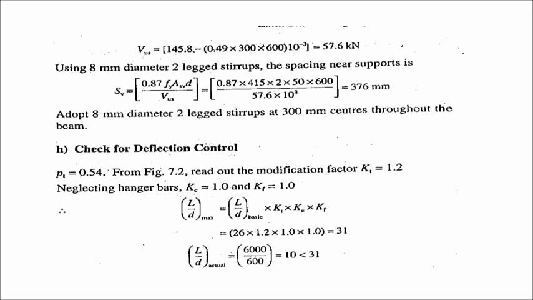Then we check for deflection control. pt is 0.54 and modification factor kt is equal to 1.2. Neglecting the hanger bars, kc is equal to 1 and kf is equal to 1.0. Then we have the formula: L by d max is equal to L by d basic into kt into kc into kf. Substituting those values, we get 31. L by d actual is 6000 by 600, which is equal to 10, less than 31.